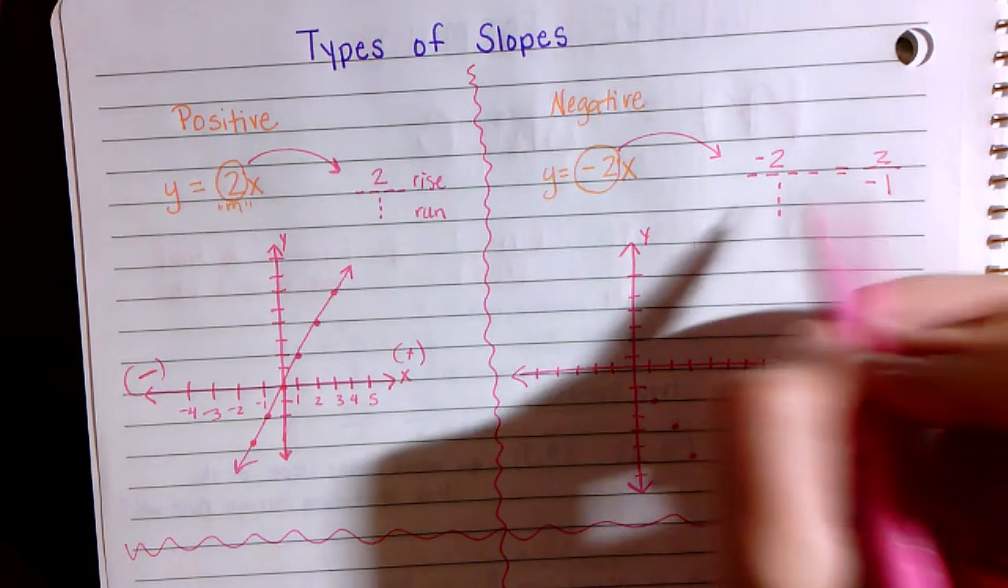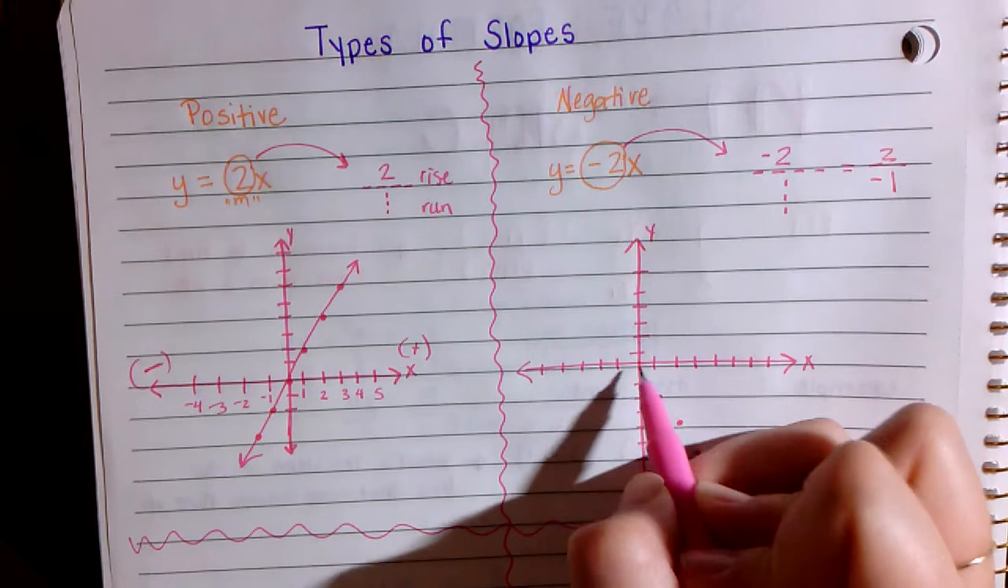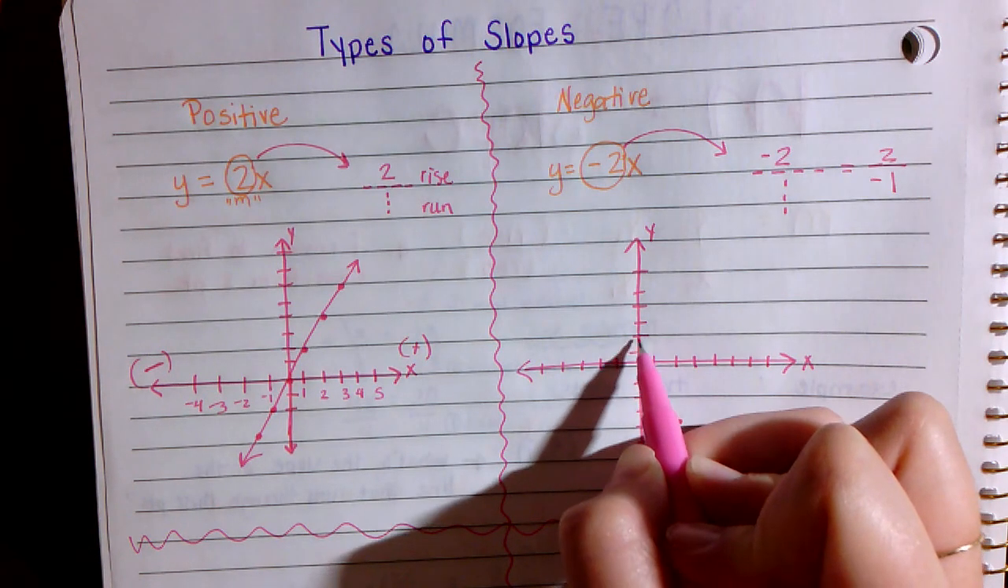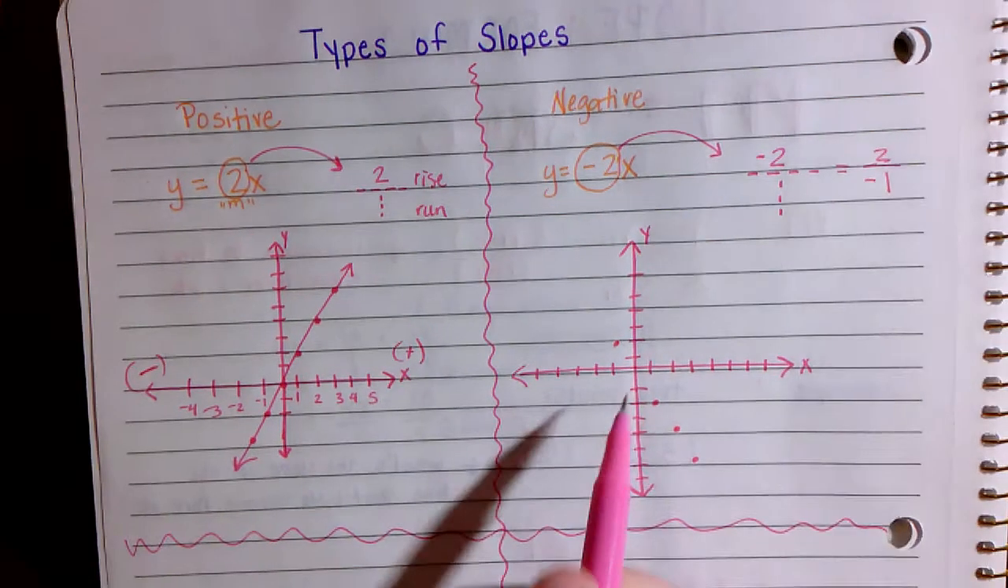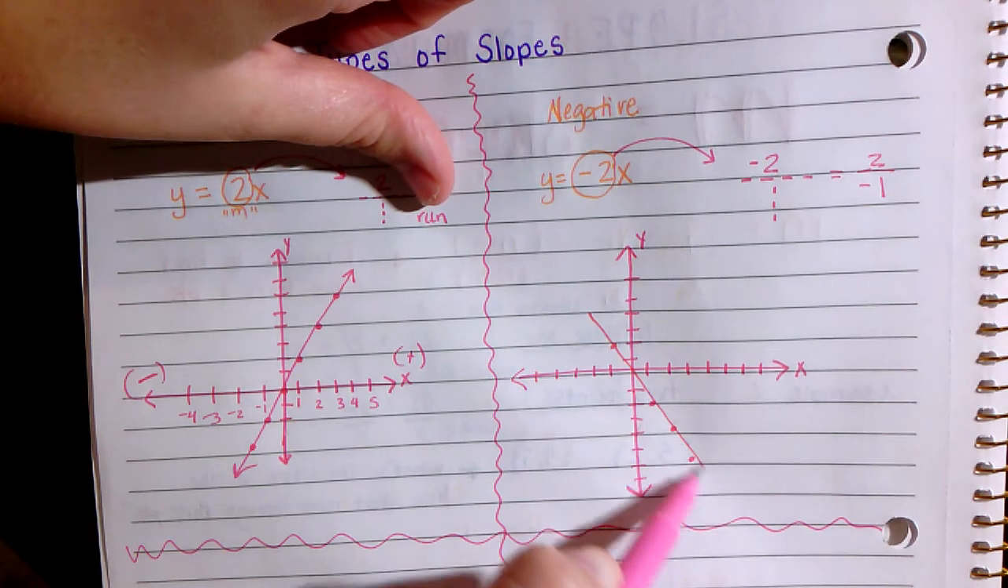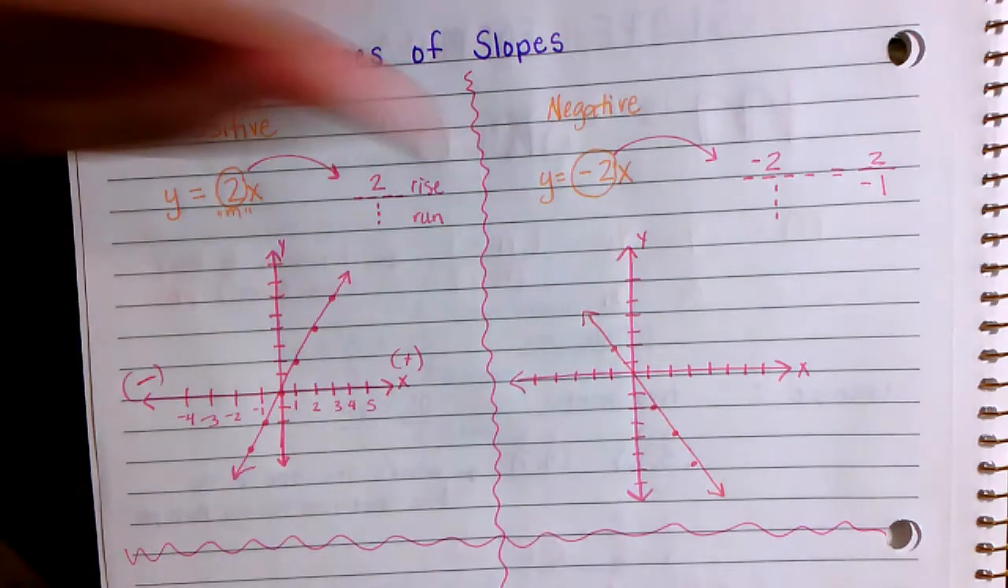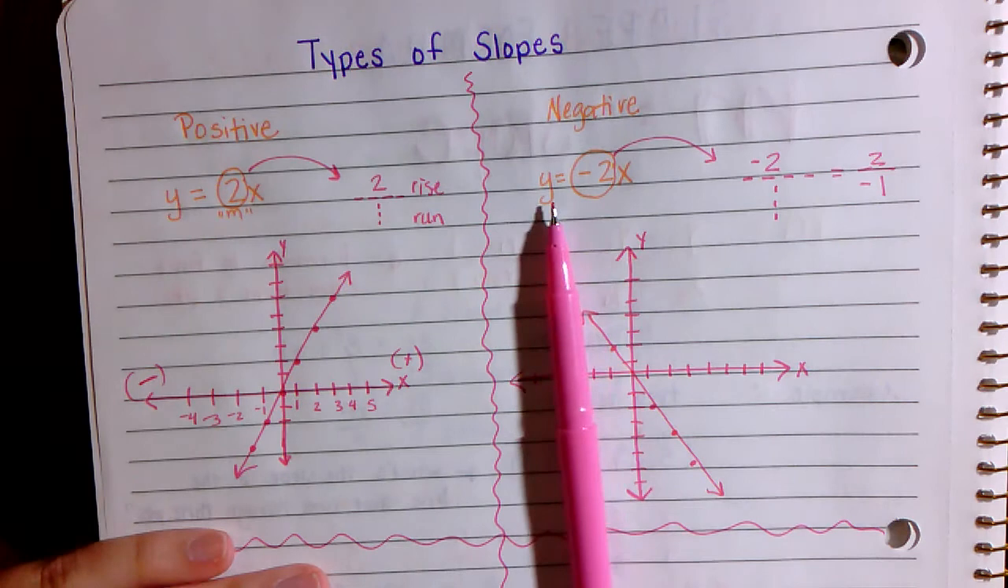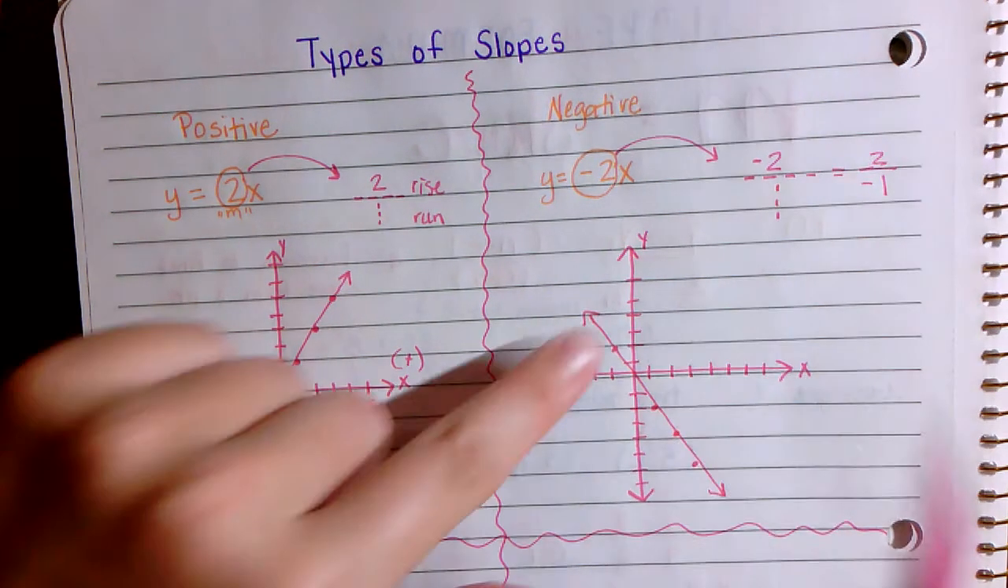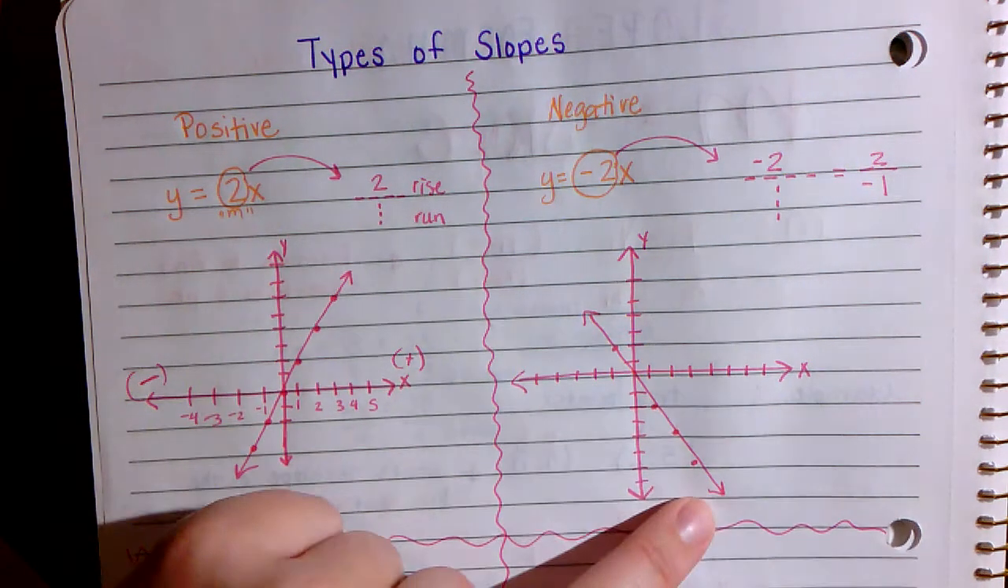Or I could make it 2 over negative 1. So it doesn't matter if I want to move the sign to the top number or the bottom number. I could go up 2 and to the left 1. Regardless, I'm still going to end up on that same line. Okay, and when we read this left to right, it's going down. The line that we graphed is going down, so that's negative.